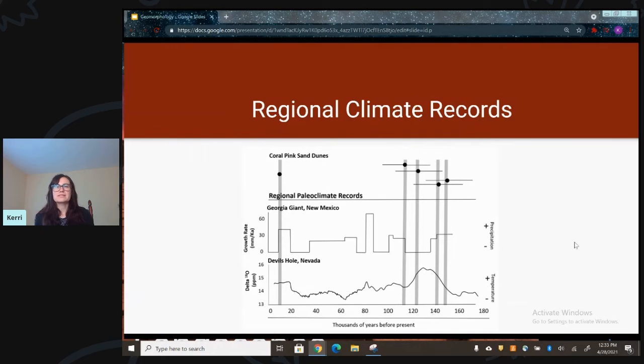So when we compare the timing of dune activity along the top here to regional climate records, we see that rather than just occurring under hot, dry, desert-like conditions, in the past, dune activity actually occurred under wetter, cooler, and in general, more variable climate conditions. During these times, there were huge amounts of sediment being carried by rivers and streams that could serve as sediment sources for these local dune field systems.